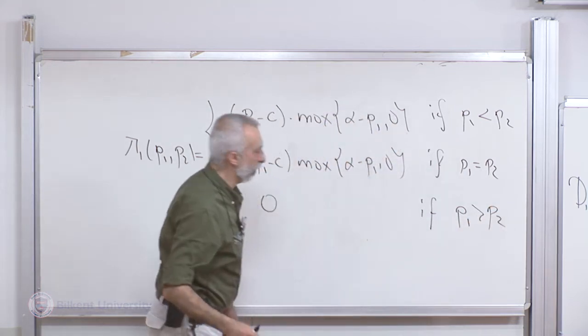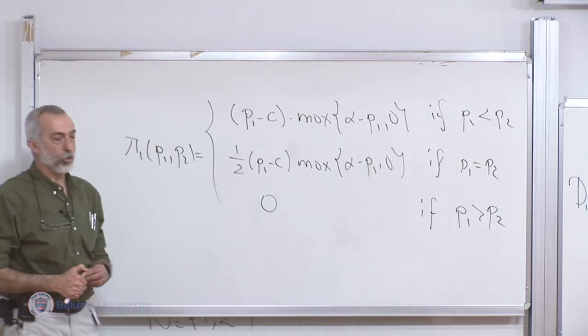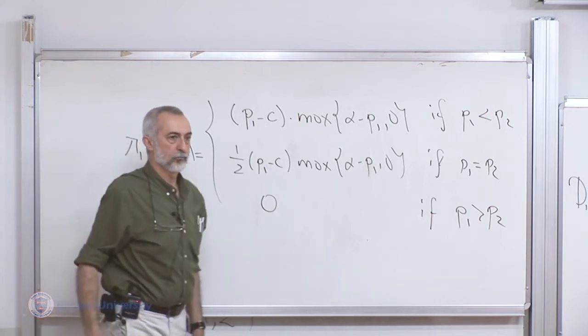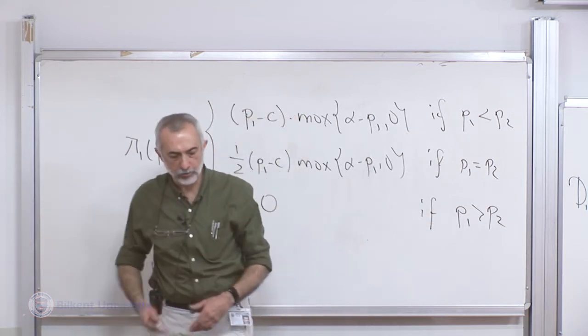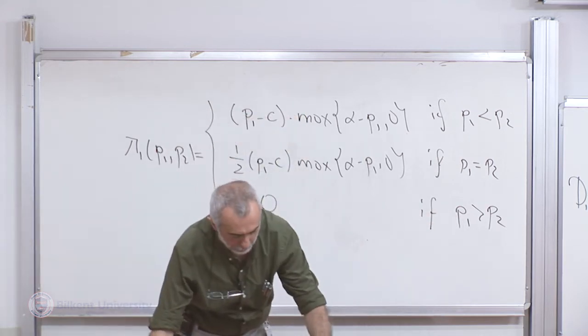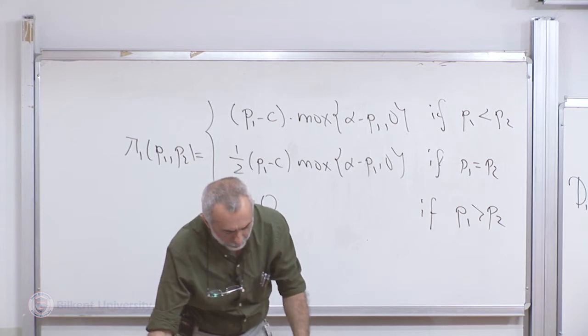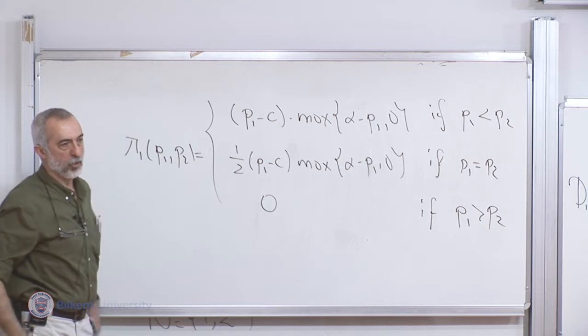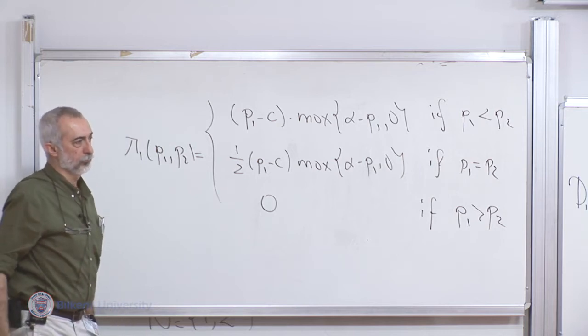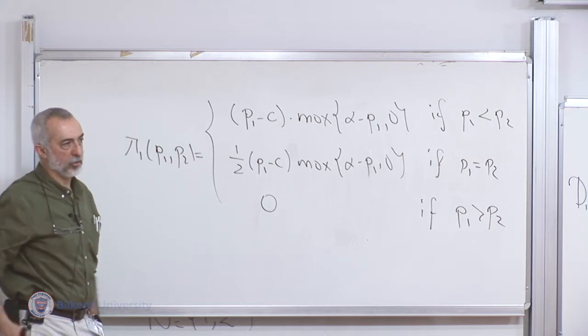The good thing about here is that each firm produces what is demanded from them. Okay? So if firm 1 sets a higher price, its output will not be demanded. Hence, its profit will be equal to 0. If its output is not demanded, it doesn't produce anything.